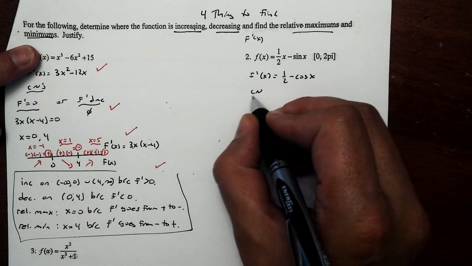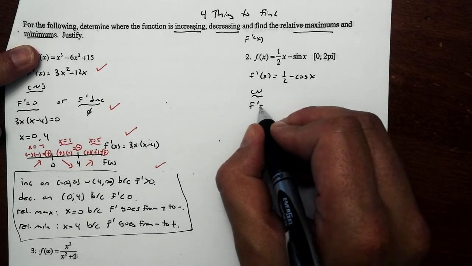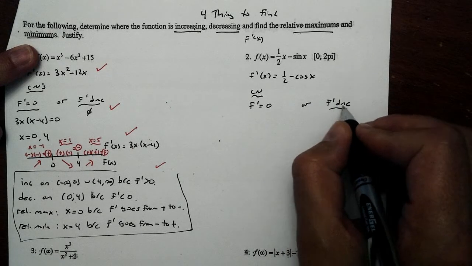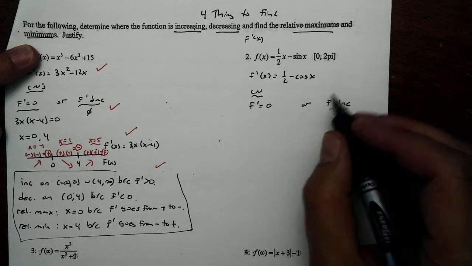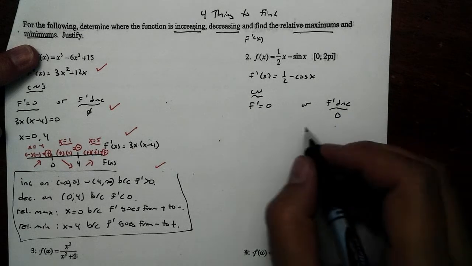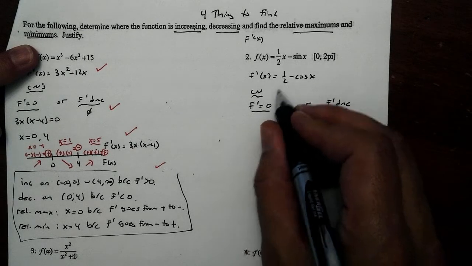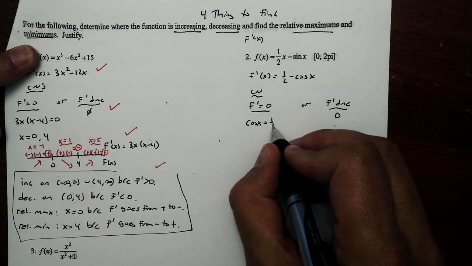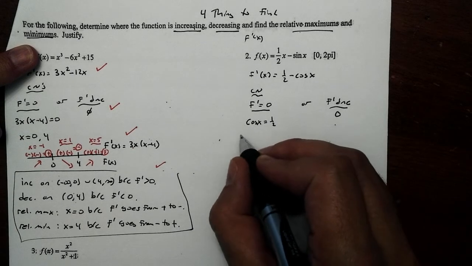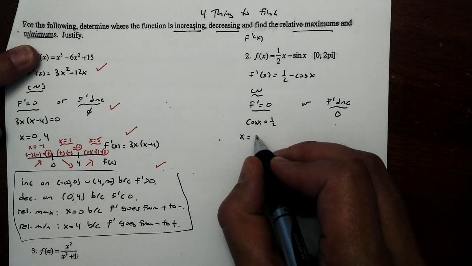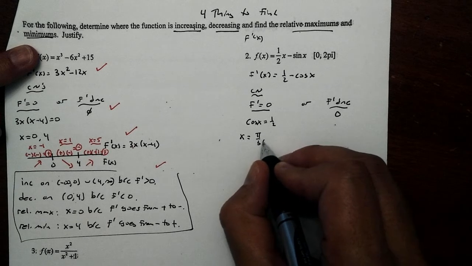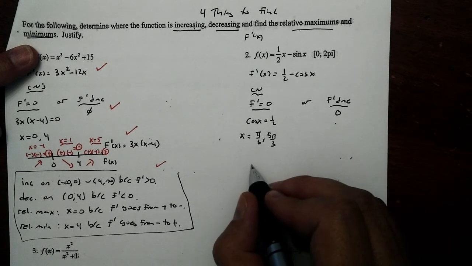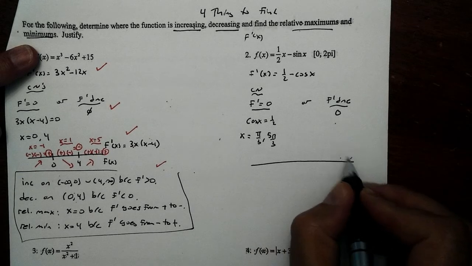Looking for your critical numbers: where does the derivative equal 0, or where does the derivative not exist? Now again, this is a sine function, so nowhere does it not exist, so we're not going to worry about that. But where does this equal 0? Well, we can solve that. We get cosine of x equals 1/2. And you should remember from your trig, cosine of x is equal to 1/2 at pi over 3 and 5 pi over 3.